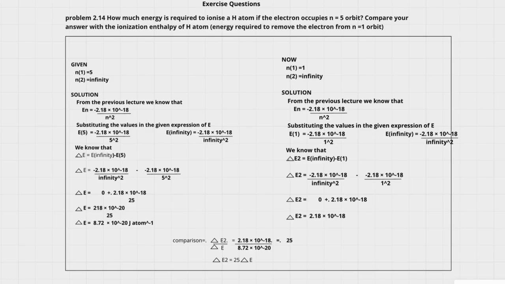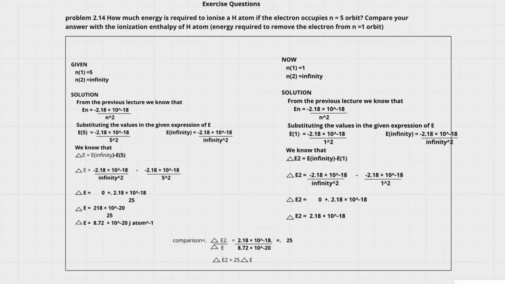Problem 2.14. How much energy is required to ionize a H atom if the electron occupies n equals 5 orbit? Compare your answer with the ionization enthalpy of H atom, energy required to remove the electron from n equals 1 orbit. We have the following given values. n1 equals 5, n2 equals infinity.